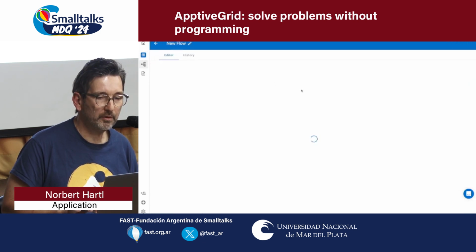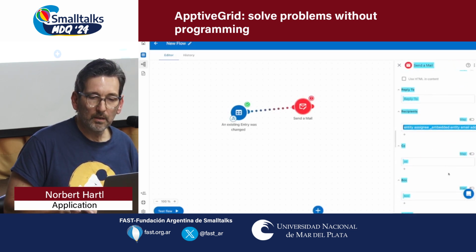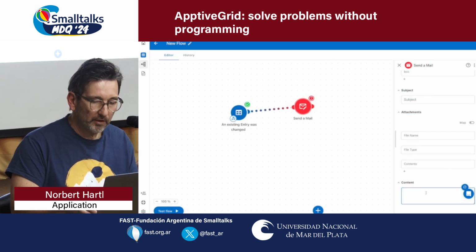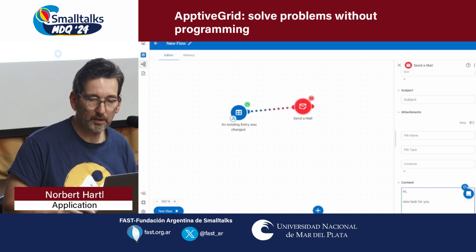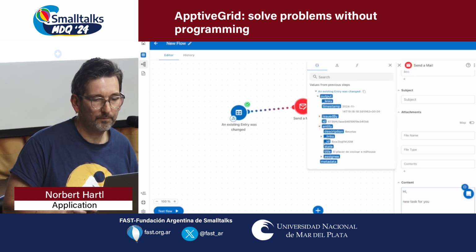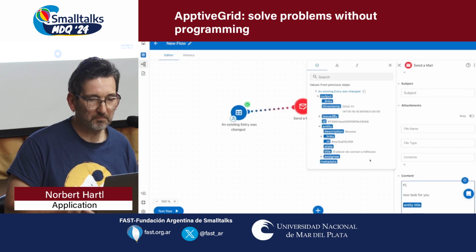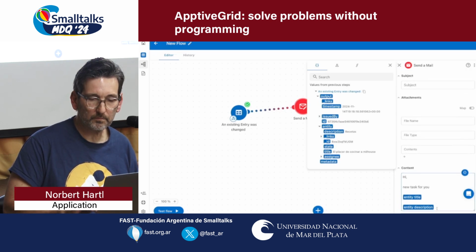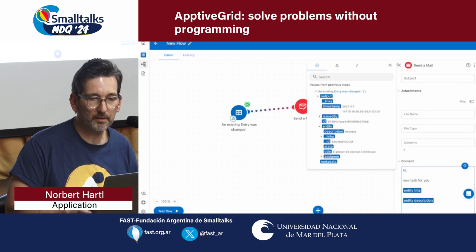Okay, back to the example. Will work. Just to see, and then you have the email content. Hi, new task for you. And then you just do the same thing. You press here for information, and then it's the title, and then maybe a new line, and then the description. Okay, that should be sufficient.